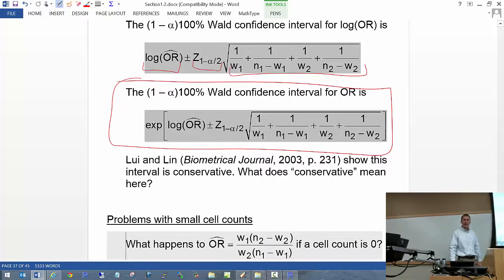And then I have the question: what does conservative mean? Just to make sure you remember. Likely to include the true parameter? More likely than what it should be, in terms of the stated value, to contain the true parameter. So if the stated confidence level is 95%, conservative means the true confidence level is actually a little bit above. Okay? Rather be conservative than liberal.